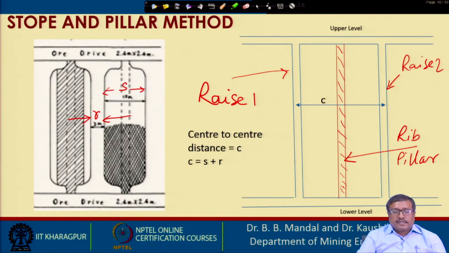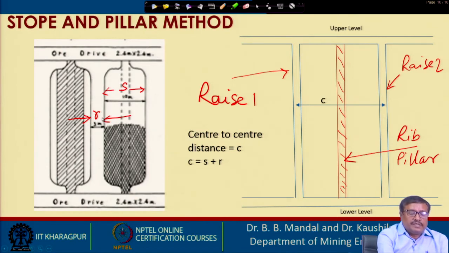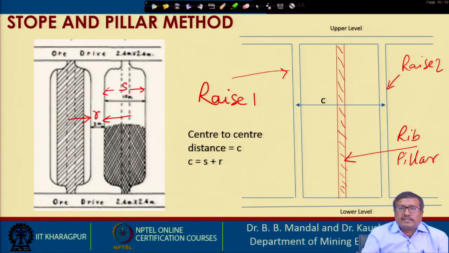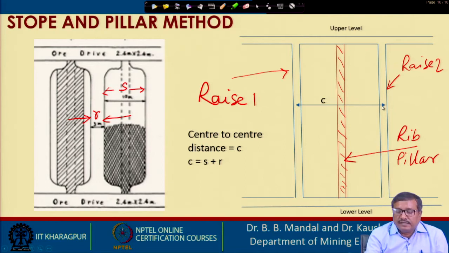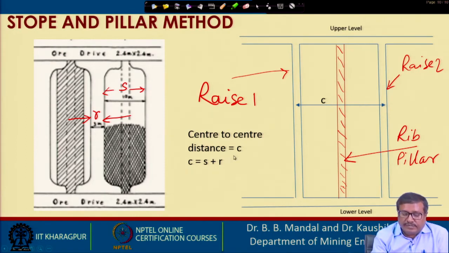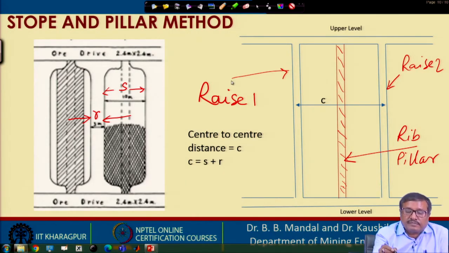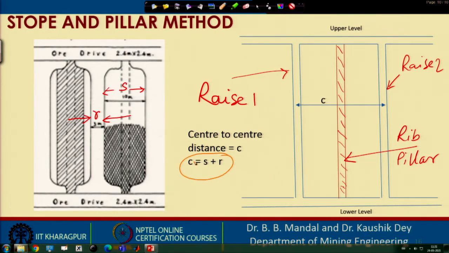Now, here, as I said, let us call the stope width S and the rib pillar width R. Now, see, the center to center distance of one raise to the other is C. So, what we can write is that the center to center distance, that means the center line of this raise and the center line of this raise, if we measure from center to center, becomes C, and C equals S plus R. That means the stope width and the width of the rib pillar, that is the design.